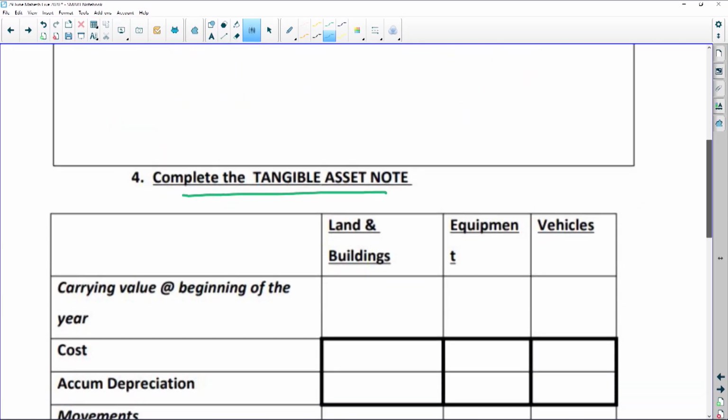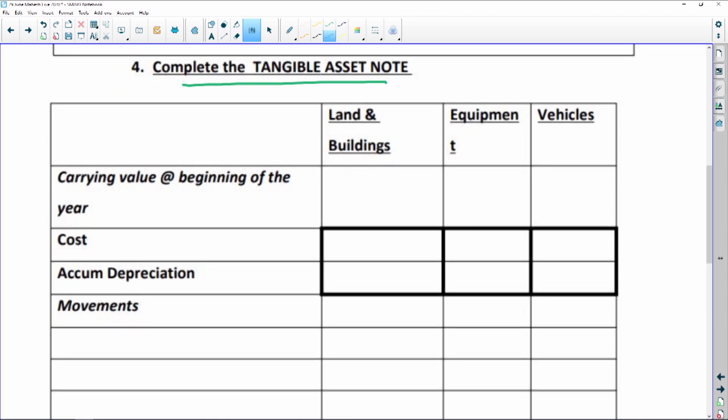Now we're looking at your tangible asset note. At this point, guys, you would have noticed that we've done most of the calculation already. So completing the tangible asset note is all about knowing your format and where to slot in the figures, because the calculations have already been completed.